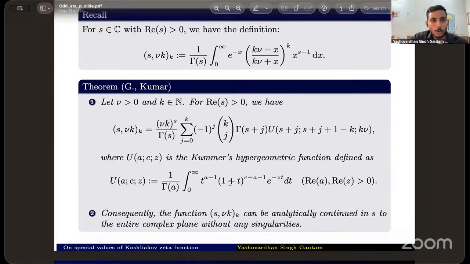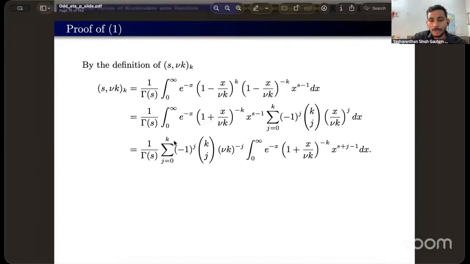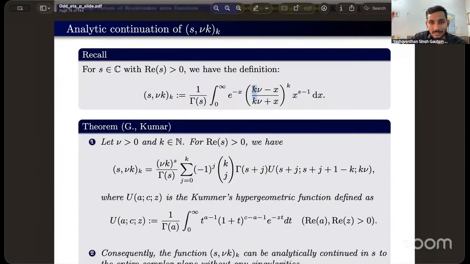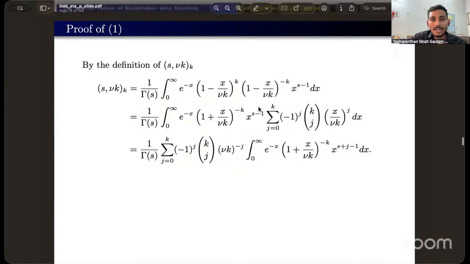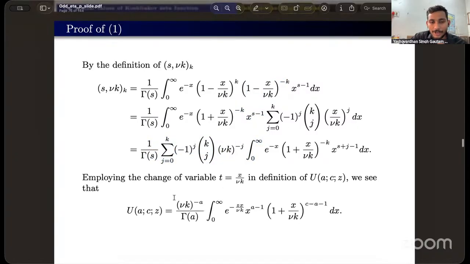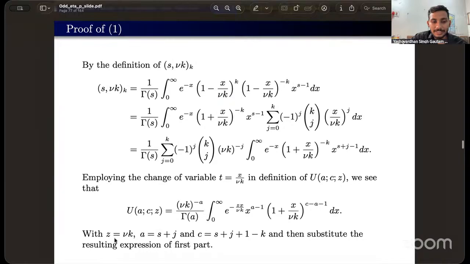Now we'll give a very short outline of the proof. First, we'll take this nu outside the brackets. So we have this numerator and this denominator. Now we use the binomial theorem and some suitable variable changes in the hypergeometric U function, and we arrive at this. Here also, if you take z equal to nu and a equal to s plus j, c equal to s plus j minus 1 minus k, we prove the first part of the previous theorem.